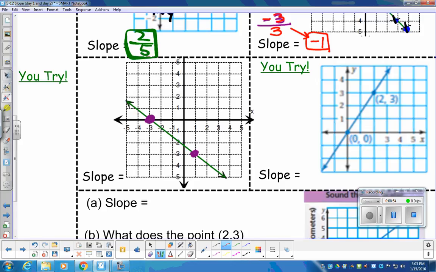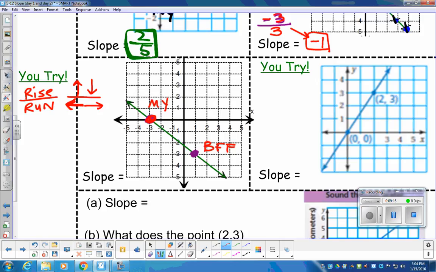So furthest to the left is my hotel room. This is my hotel room. This is my best friend's hotel room. So we have this idea of rise divided by run. So we have up and down on top, left and right on bottom. My hotel room is furthest to the left always.